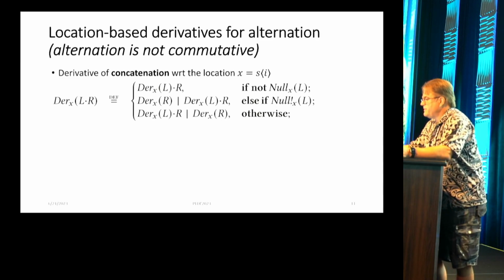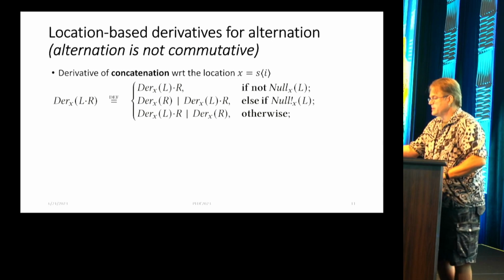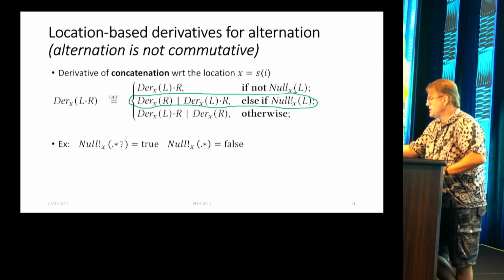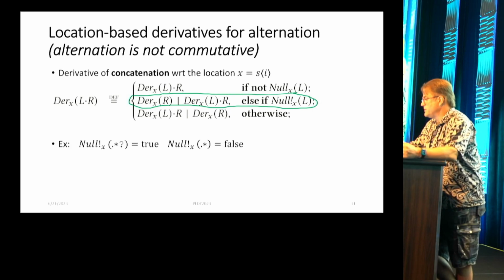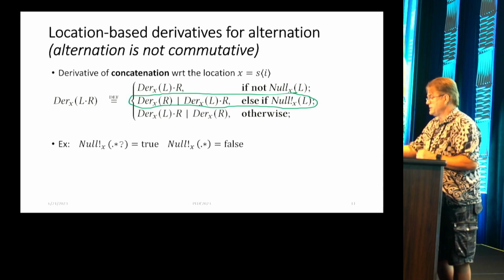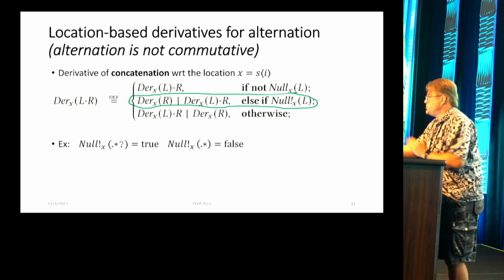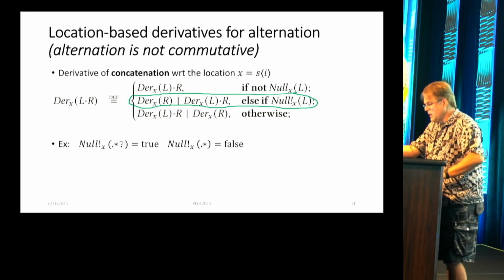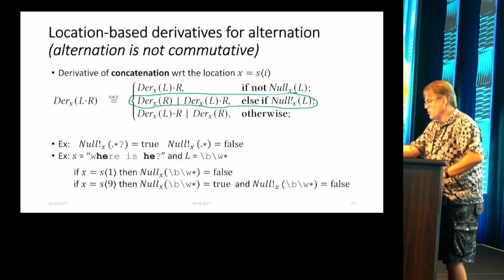With location-based derivatives, as I already said, alternation is not commutative, so it creates an interesting variant of derivatives where you need to keep the order of choices as you read and create derivatives. The key operation is concatenation, which creates new choice points. I'm not going to go over these details, but even in these examples, we have all the cases I talked about explicitly shown.